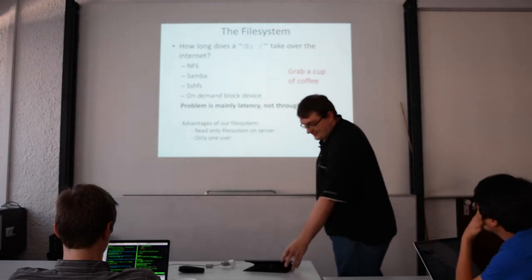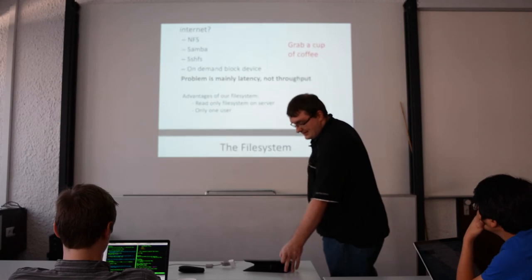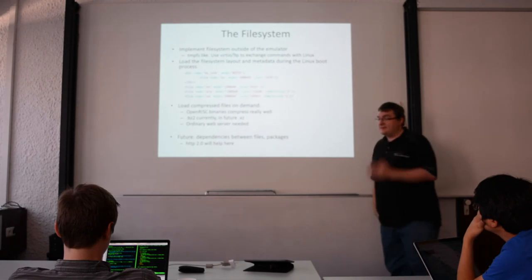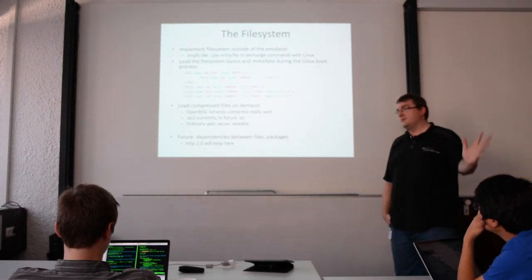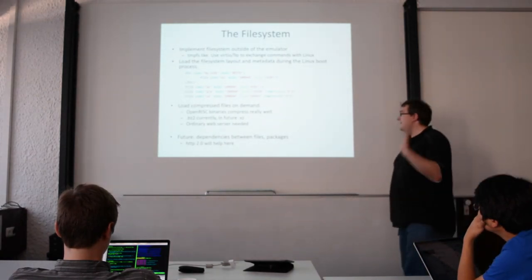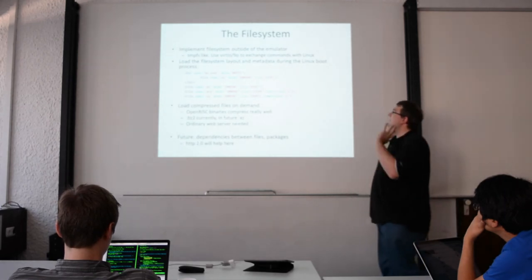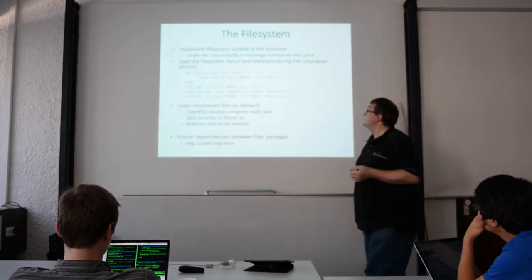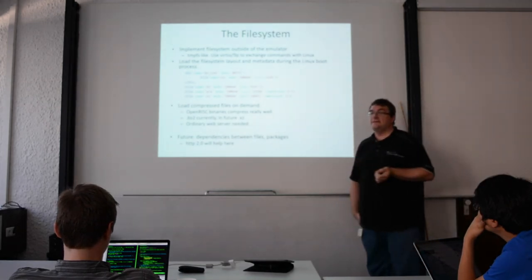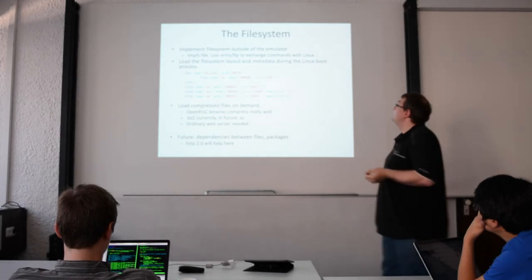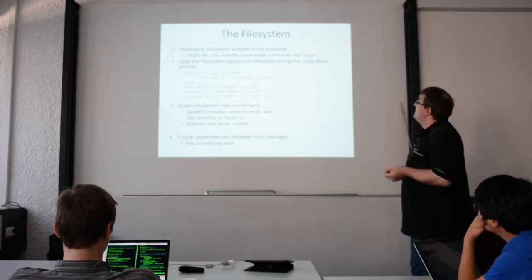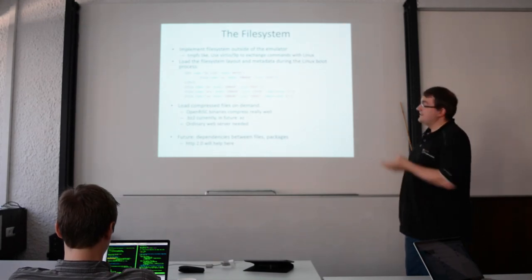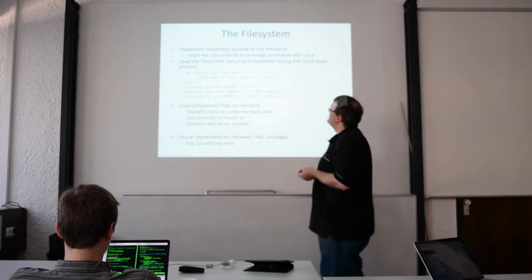For us, I need only a read-only file system, and I don't need multi-user support. So what I did, to be fast, I have to have full control over the file system, from the beginning: open, read, write, close, everything. I use the Virtio 9P interface in the kernel to implement a file system outside of the emulator. This is completely implemented in JavaScript, like a TabFS file system, similar to it.